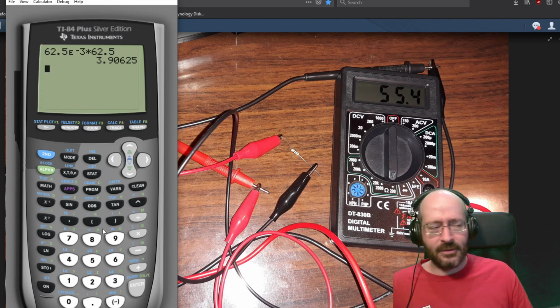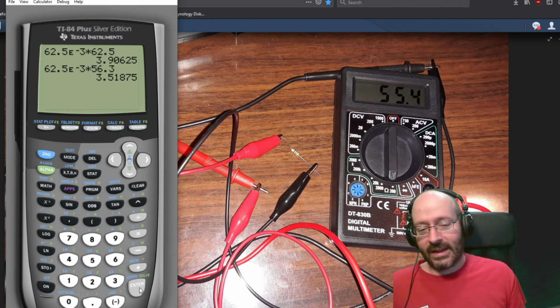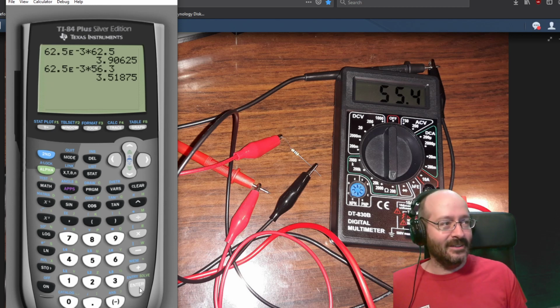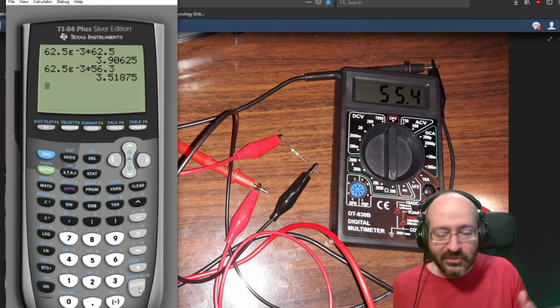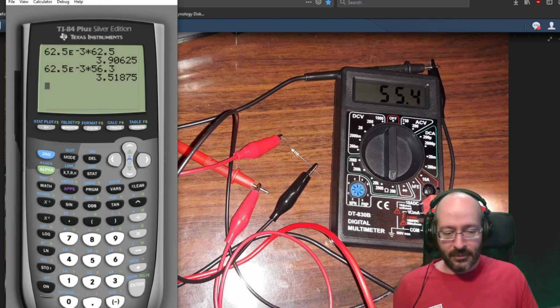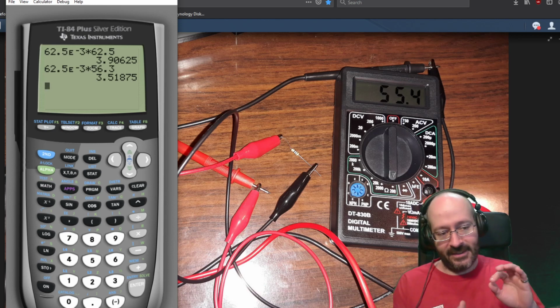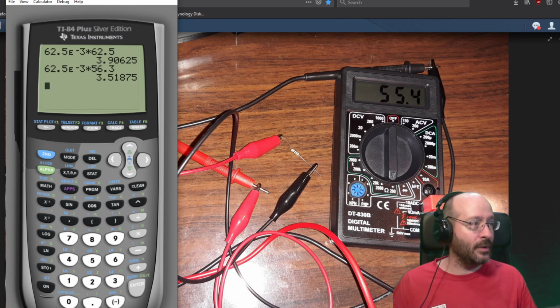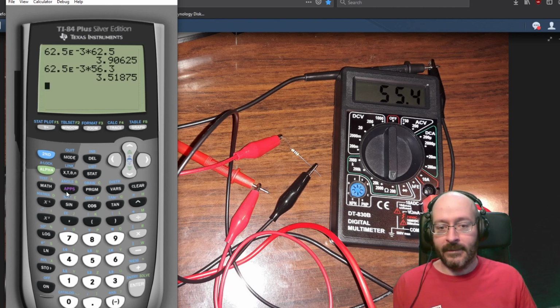Oh, it would help if I use the right numbers. You were going to call me on that, right? 62.5 E negative 3. That was your current. 56.3 is your resistance. And so I calculate that your voltage should be in the neighborhood of 3.52. And you measured 3.64. So that's somewhat close. If we were being good, we would calculate the percent error and try to get it within a particular range. Okay, so that's Ohm's law.